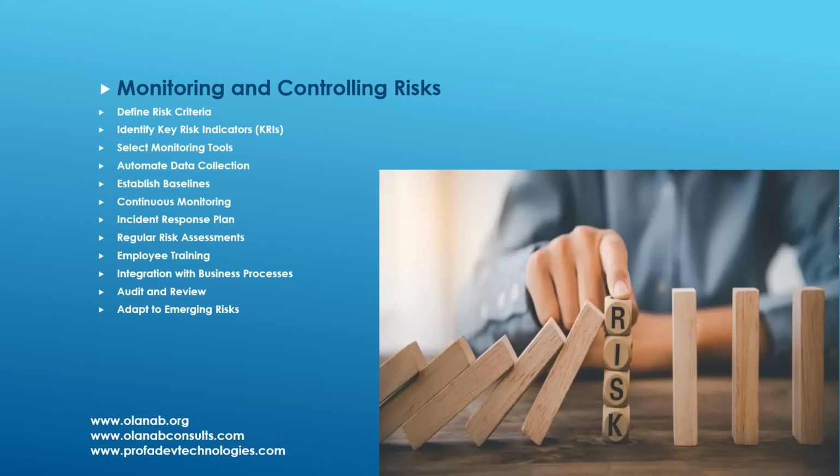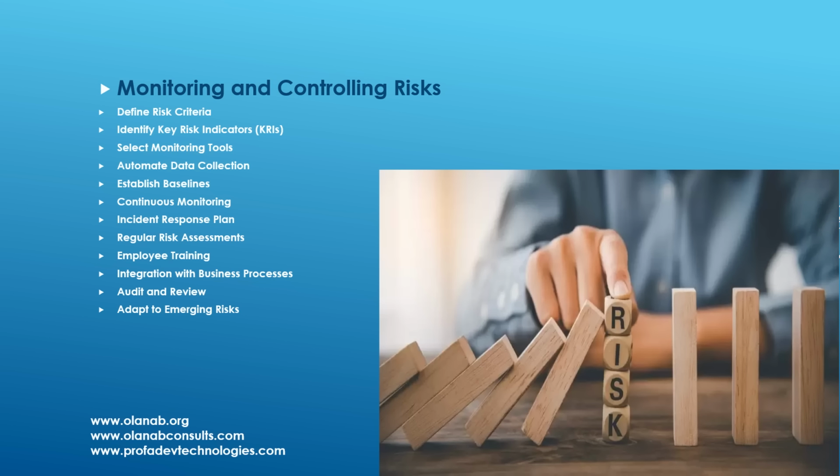The first step is to define risk criteria. The second is to identify key risk indicators, KRIs. The third is to select monitoring tools. The fourth is to automate data collection. The fifth is to establish baselines. The seventh is continuous monitoring. The eighth is developing an incident response plan. The ninth is regular risk assessments. The 10th is employee training. Next, integration with business operations. Next, again, is audit and review. And then finally, adapting to emerging risks.